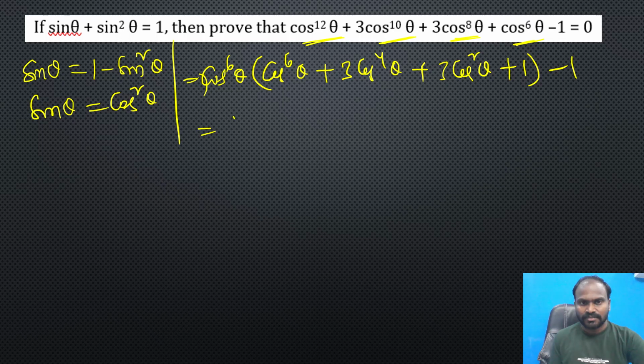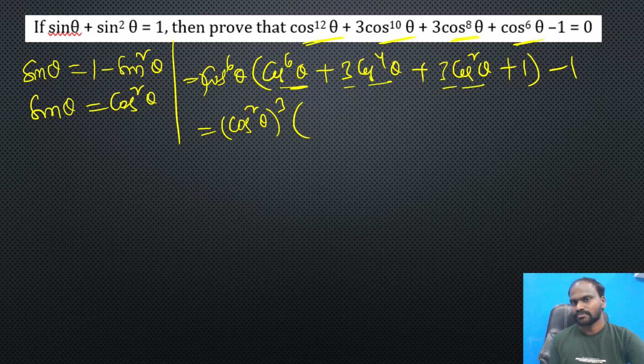So now cos power 6 theta can be written as (cos square theta) whole cube, right? And here you can see that it is like (cos square) whole cube, and 3 (cos square) whole square, and 3 cos square, and 1 cube. It is like (a plus b) whole cube. That means (cos square theta plus 1) whole cube we can write now. Right? Because you can see a plus b whole cube.